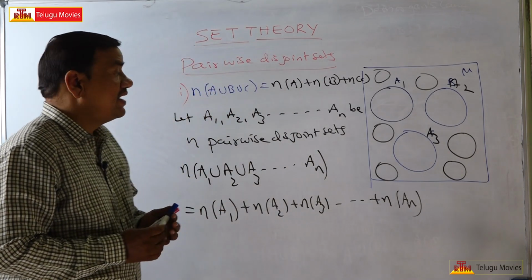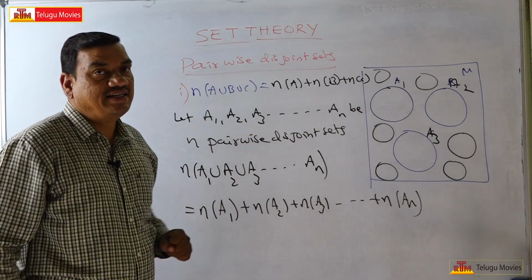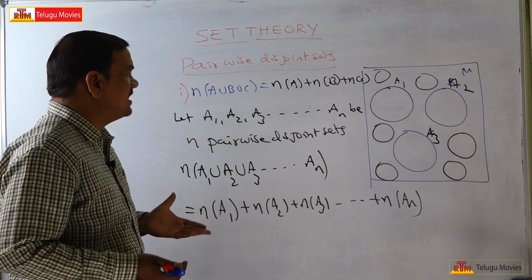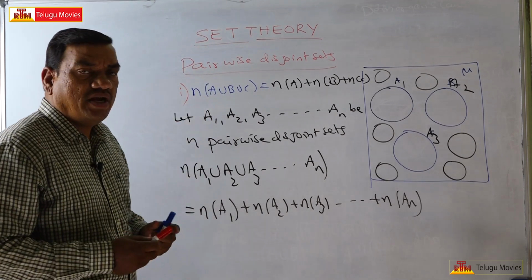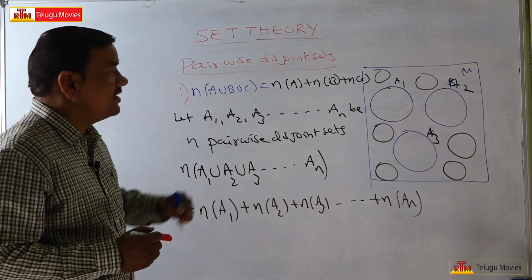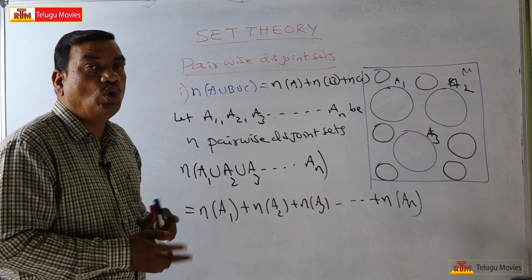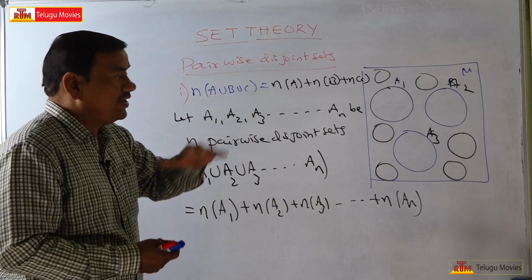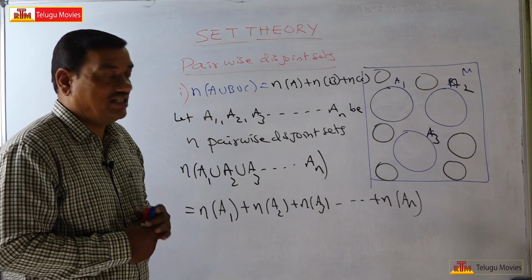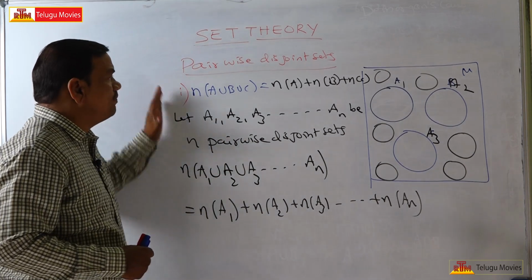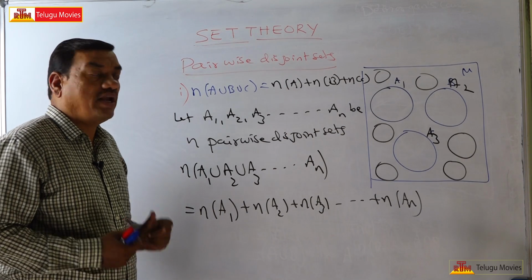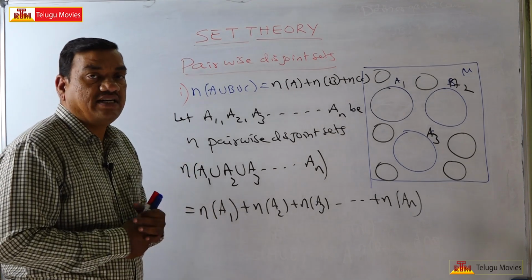Understand what is meant by pairwise disjoint sets. If two sets, A and B, are disjoint, they are pairwise disjoint sets. Pairwise means no two sets share elements; their intersection does not exist. So this is about pairwise disjoint sets. If they are overlapping sets, what happens? Let us see.